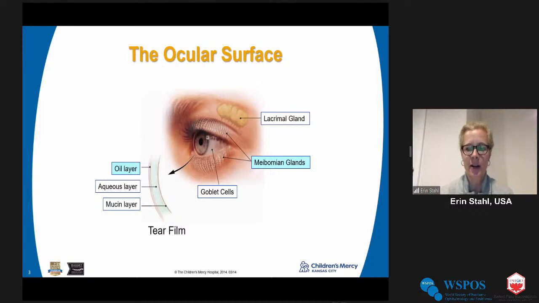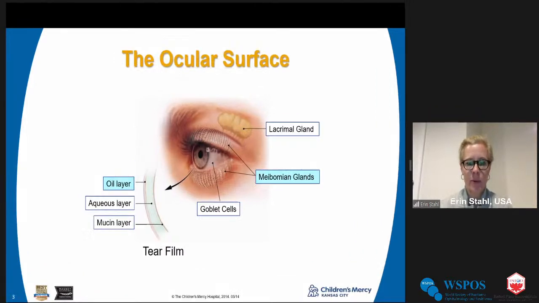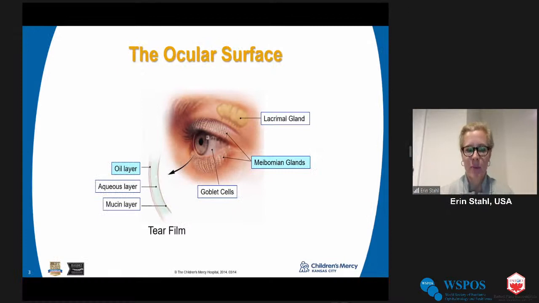Just a reminder about meibomian glands and the oil layer of our tear film: meibomian glands line the inside of our eyelids, with orifices at the eyelid margin. The most important part of these glands is producing the oil layer that stabilizes the tear film. Without that oil layer, we have fast evaporation of our aqueous layer, which leads to all sorts of different kinds of ocular surface disease. So it's really important that we have healthy meibomian glands and meibomian oil to have a healthy ocular surface and tear film.